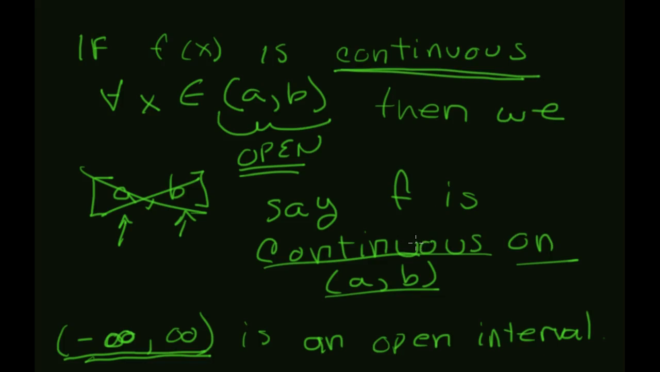Okay, so quick summary. Continuity is basically defined as the limit is the same as the functional value. If I have that, then I'm continuous at a point. If I'm continuous at every point on an open interval, then I'm continuous on the open interval. If that open interval is negative infinity to infinity, then I have a continuous function.